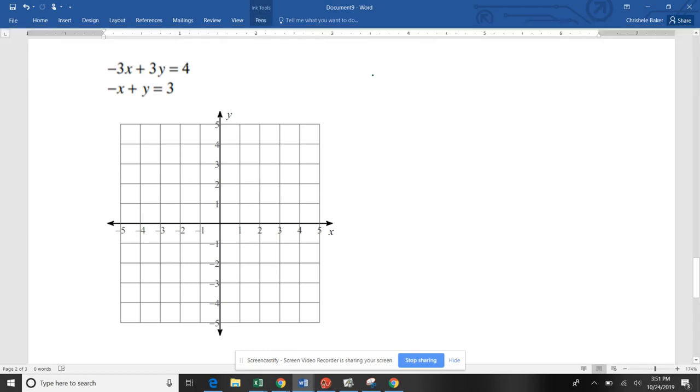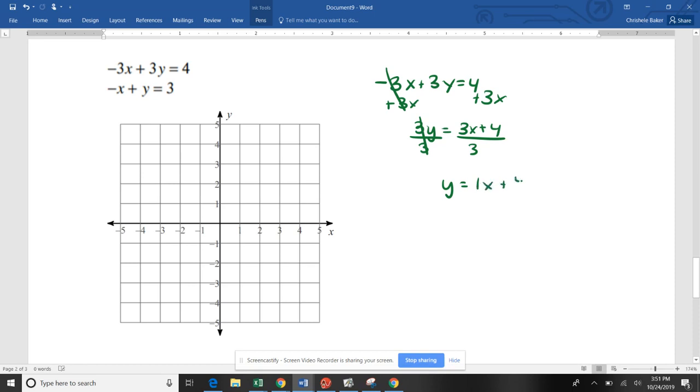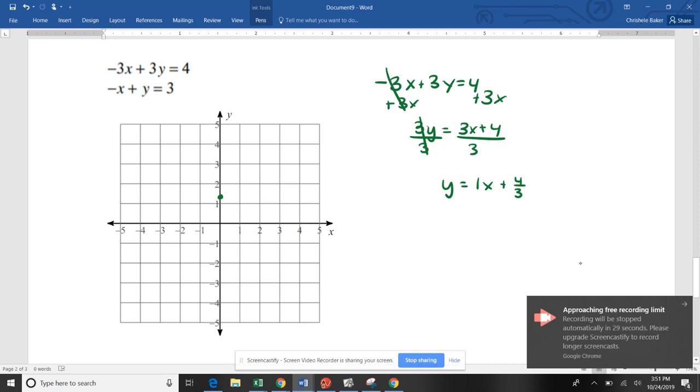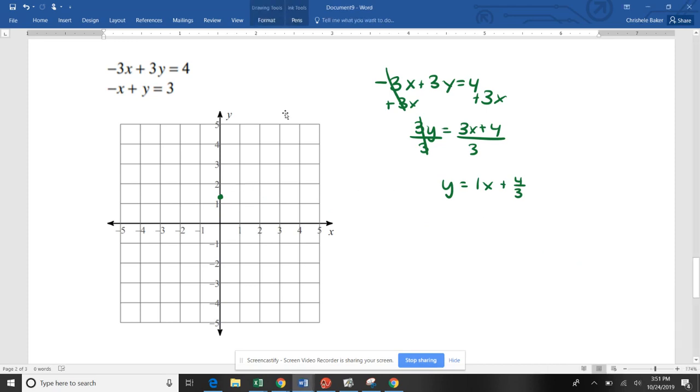So again, I'm going to take my equation and solve it for y. Add 3x to both sides. Divide both sides by 3. Ooh, that's not fun. Okay, 4/3 is 1 1/3. So that's about here. And I'm going to go up 1/1.